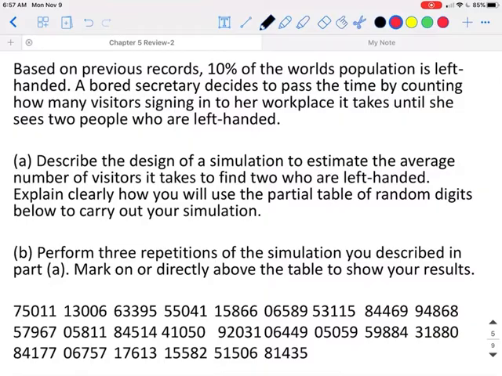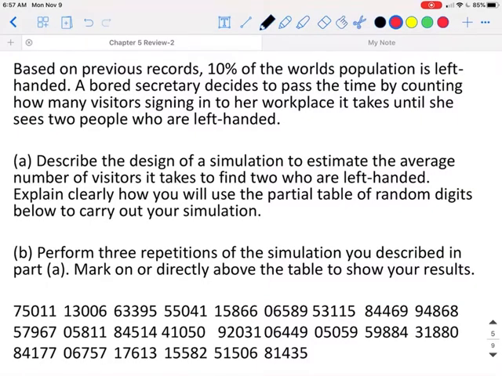So first, we need to describe the design simulation. Let's let numbers 0, 1 to 10 represent left-handed people, and 11 to 99 and the number 00 represent right-handed people. We are going to divide the digits into 2-digit increments and count the number of people needed to get 2 people who are between 0, 1, and 10. Once this is completed, we will continue on the same line to start our next simulation.